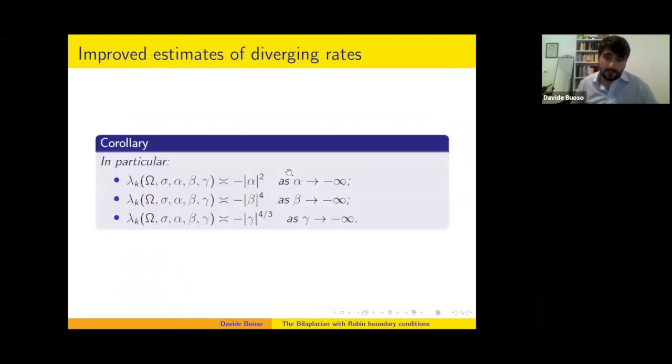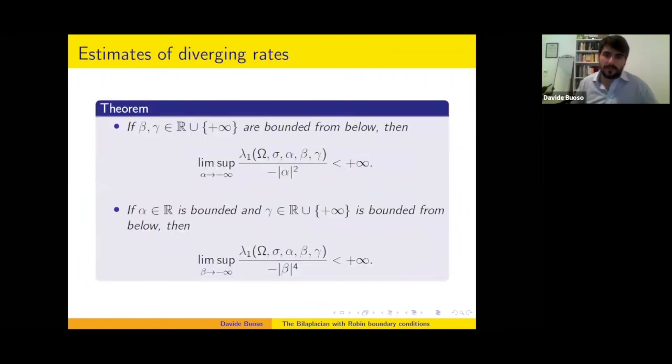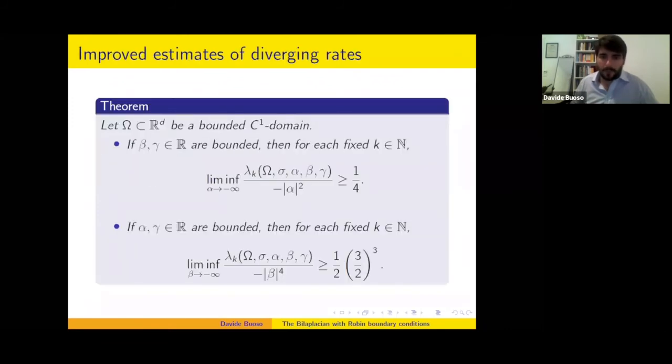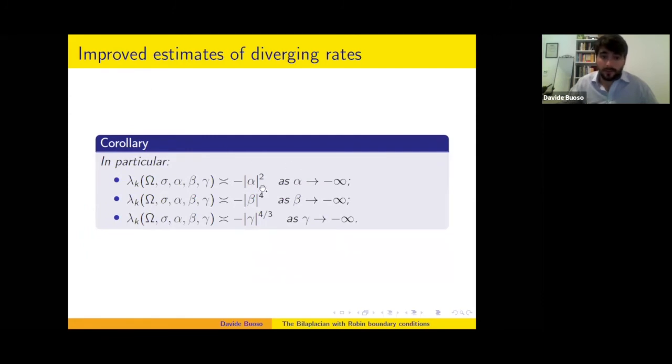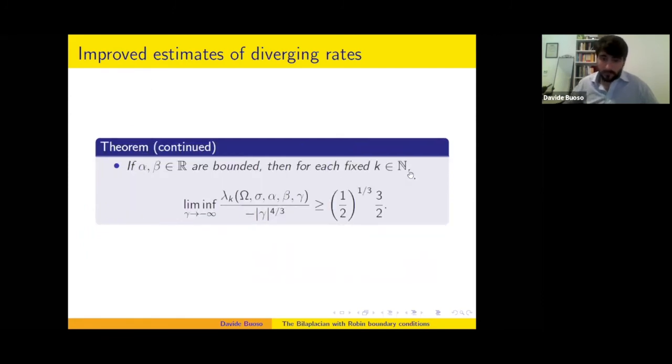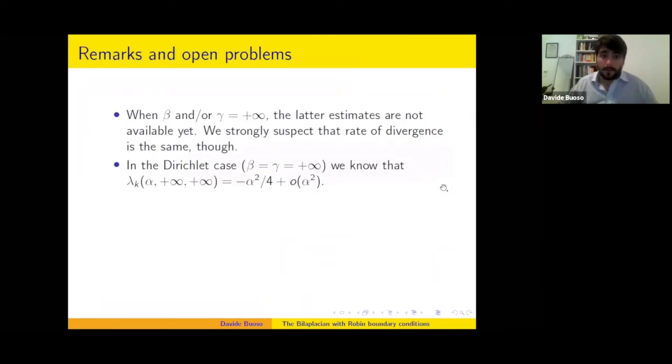And actually the suspicion is given by the previous theorem, which is available in all cases, because it is obtained through estimating the quadratic form. And in particular, we know that for the Dirichlet problem, this is the rate of divergence with the coefficient precisely 1/4. So this is precisely what we said. So we expect this behavior to hold in any case.